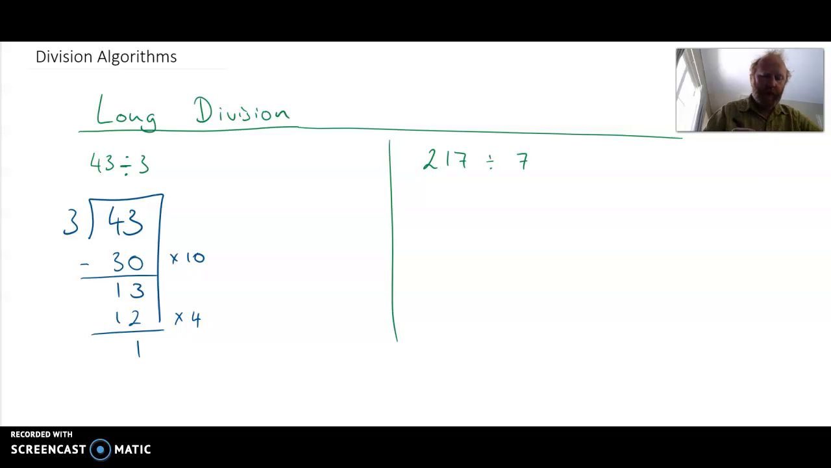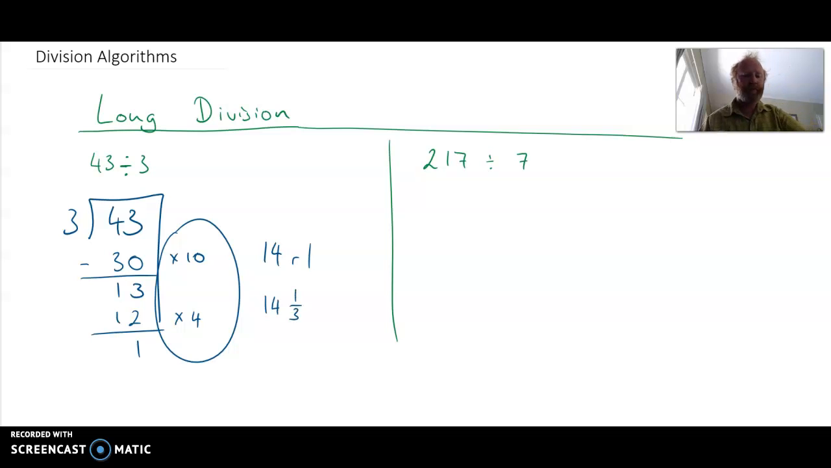So I add up the bits I multiplied by and I get 14. Now depending upon where you're up to in maths, you might call that remainder 1, or you might call that 14 1/3. Let's look at it with a larger number, 217 divided by 7.